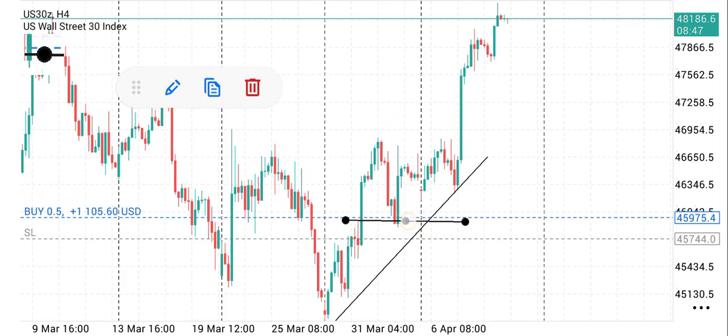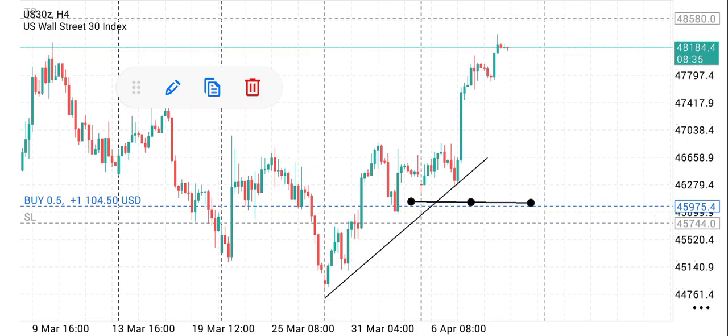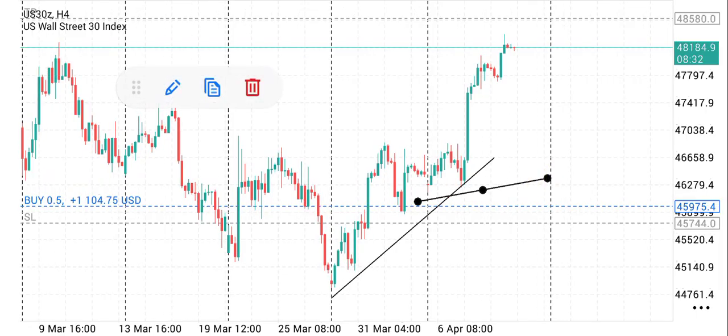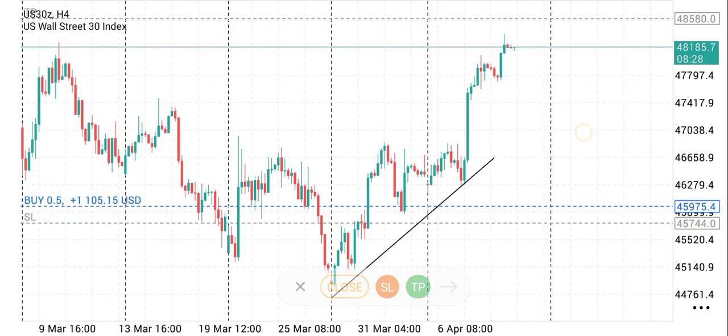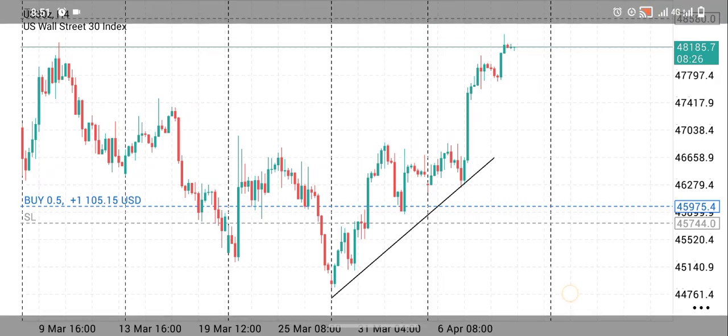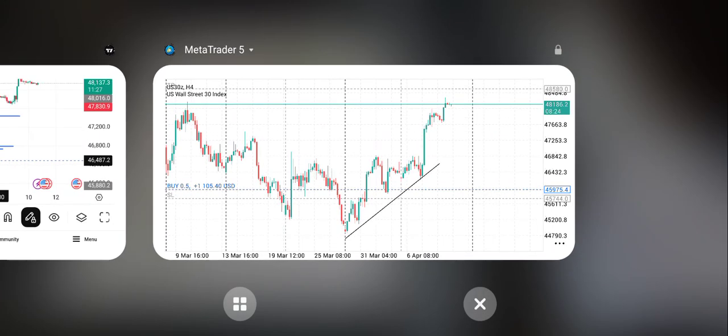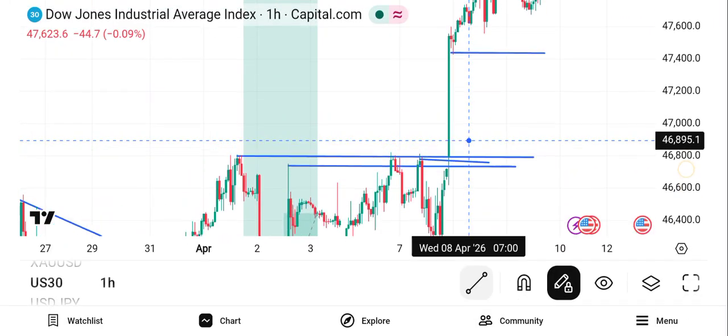But my entry was in 1 hour, so it's more clear in 1 hour. So I placed my buy here, put my stop loss here. So that trade was in 1 hour, and this is where the trade is now. All right. So that is that for this trade.